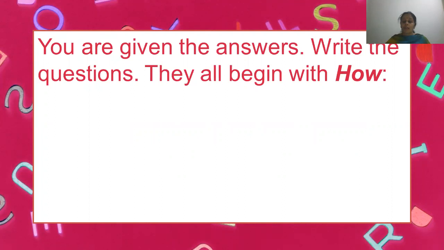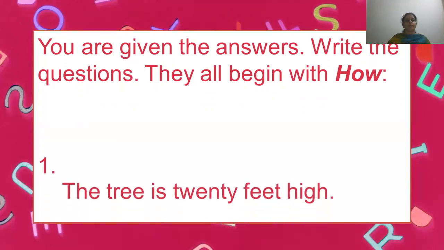Here you're given the answers and you have to write the questions. And all the questions will begin with how. Now here in this exercise, answers are given to us and we have to frame the questions, and all the questions will begin with how. We're going to use how to frame the question. Okay, so let's see the first one, how they have done it.